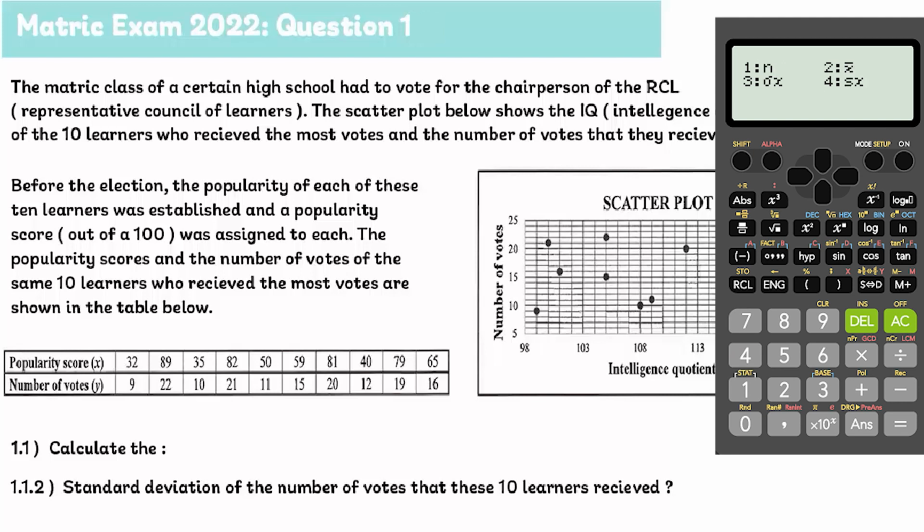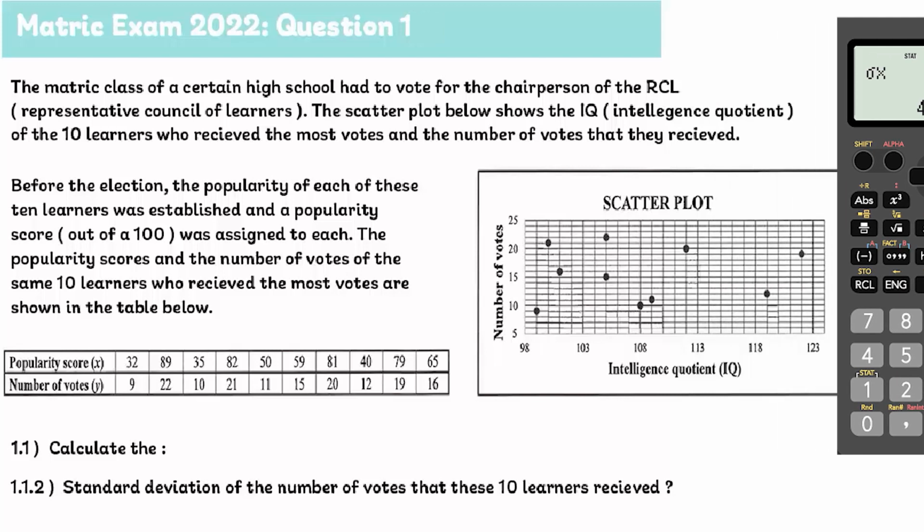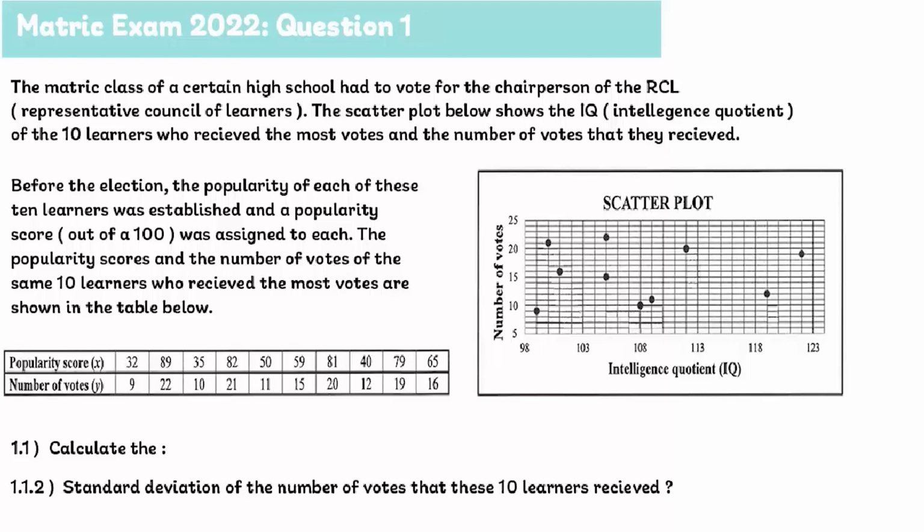And what we want is the standard deviation, which is number 3 on my calculator. And then I'm going to hit equals. And it comes to 4.588, so 4.59. So the standard deviation is equal to 4.59.